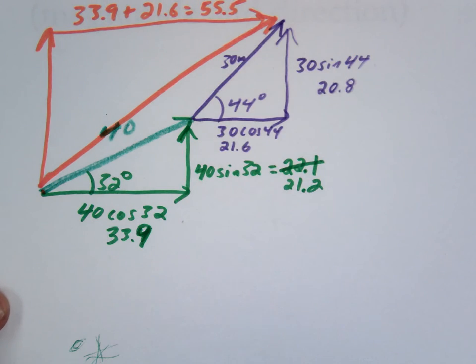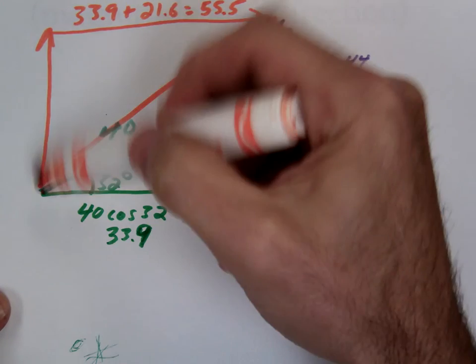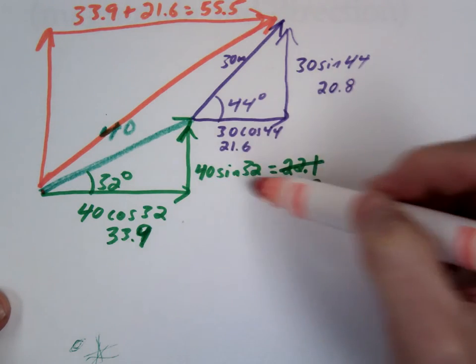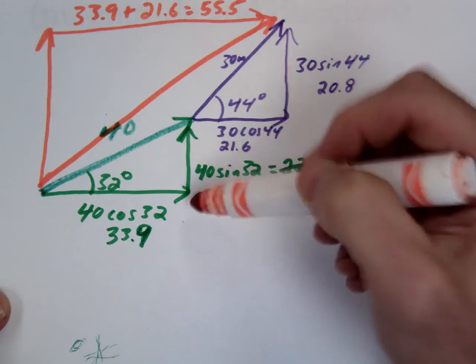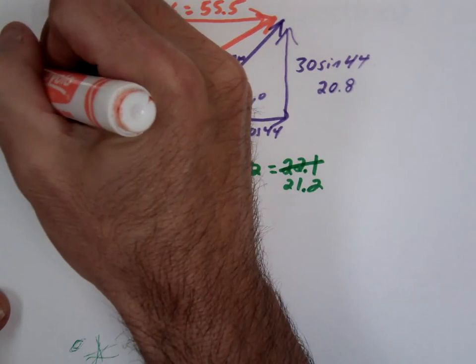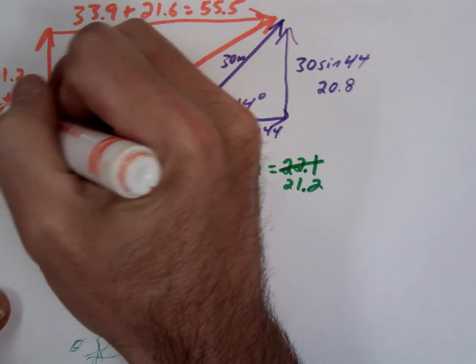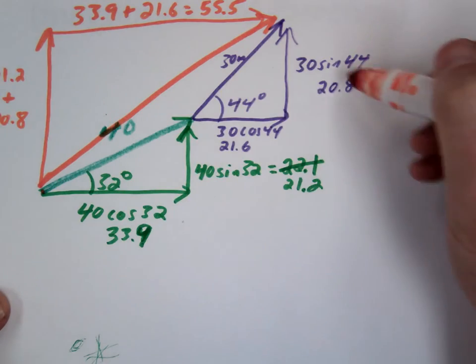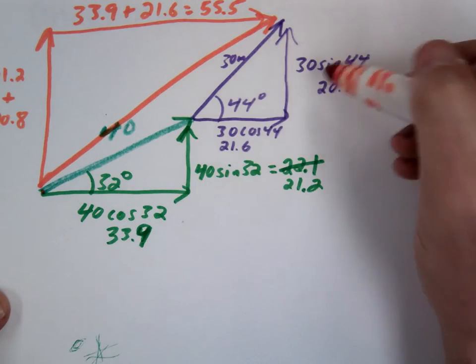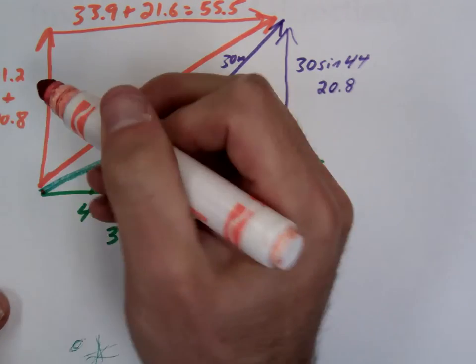That orange side is 55.5. And then this side right here is going to be the sum of these two verticals. So this is 21.2 plus 20.8. We're adding the two verticals here. That gives us 42.